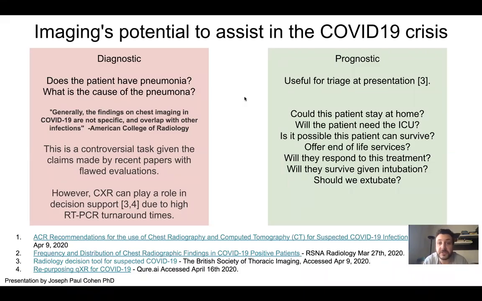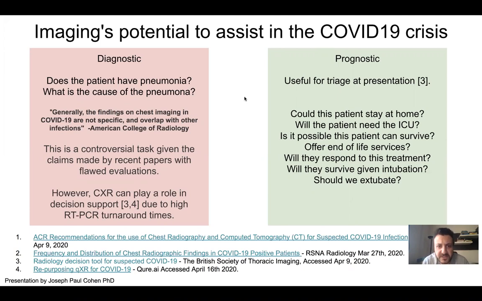Today I'm going to talk about imaging's potential to assist in the COVID-19 crisis. The first thing I'm going to talk about is the types of models that we can build, either diagnostic or prognostic. So for diagnostic, we want to answer questions such as, does this patient have pneumonia? What's the cause of this pneumonia?